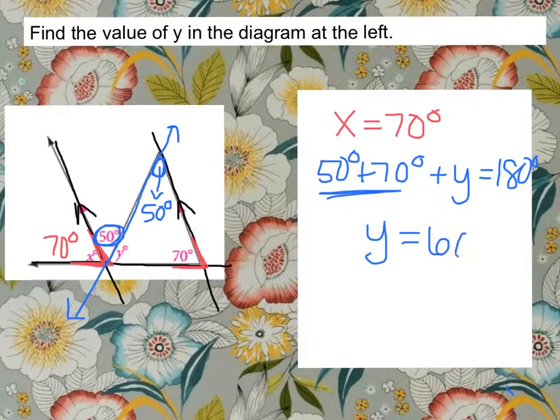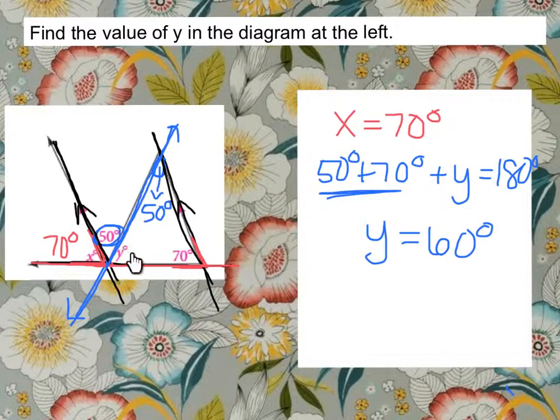So let me talk through again because I might have confused you. We have two parallel lines, one here and one here, and then we also have two transversals. We have one here that's cutting the two parallel lines, and we also have one here that cuts the two parallel lines. We first noticed that this angle and this angle were corresponding angles, so they were congruent to each other, so we wrote that as x equals 70.